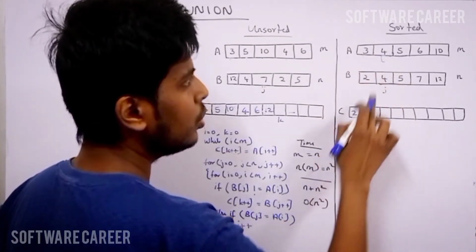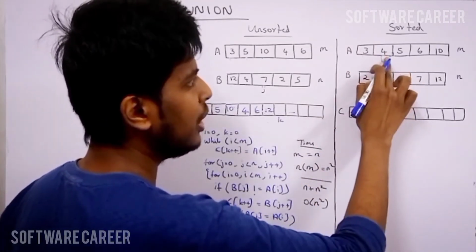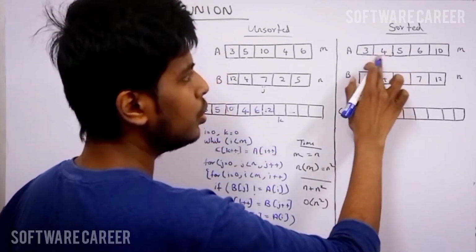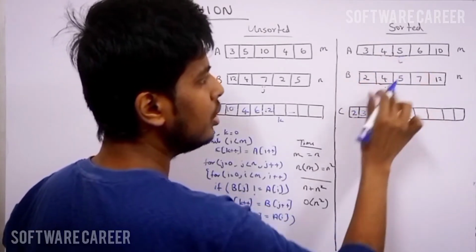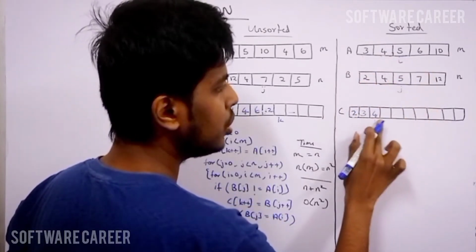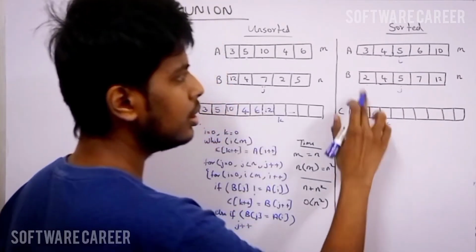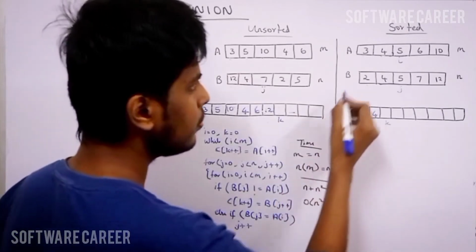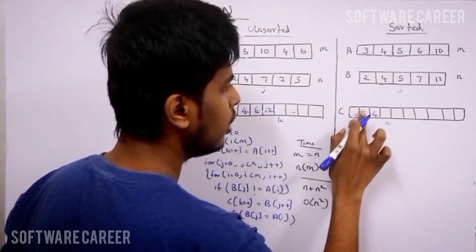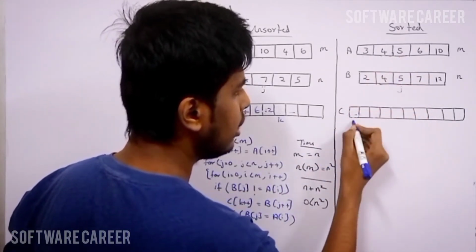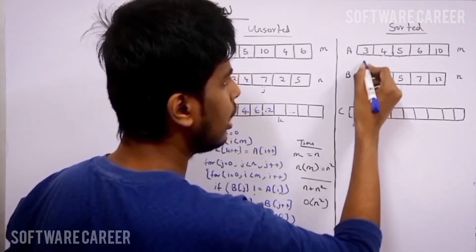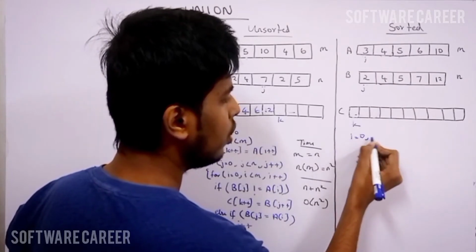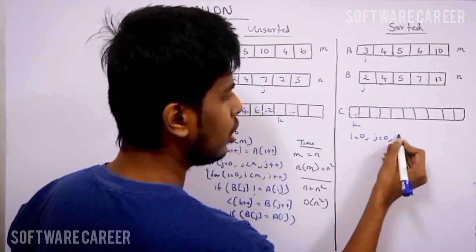So what you should do? You should copy this A of I into this thing. So I am writing 4. Then you should increment this I value. Then you should increment J value. Then you should increment K value. This is how you write the union operation. Now let's write the code for this. See. Now at starting K is here, then J is here, I is here. Now I am writing I equals to 0, comma J equals to 0, comma K equals to 0.